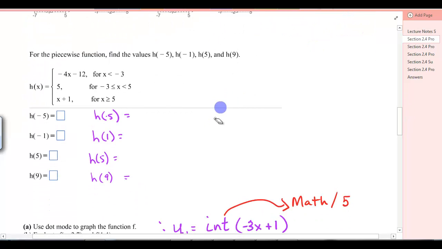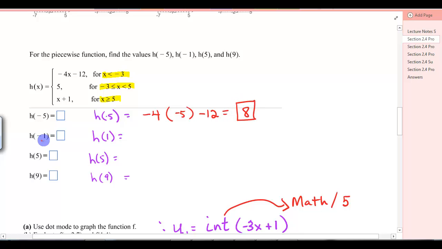All right, for this one, it's just evaluating. We don't have to graph. So we're just checking. -5, where does -5 fall? Okay, here's our parameters that we need to look at. -5 is less than -3. So we're going to plug it into this part. So we have -4 times -5 minus 12. That's a positive 20 minus 12, so this is going to be 8.